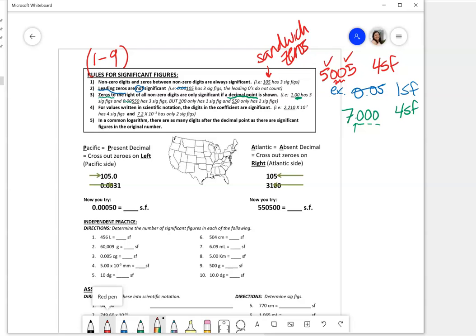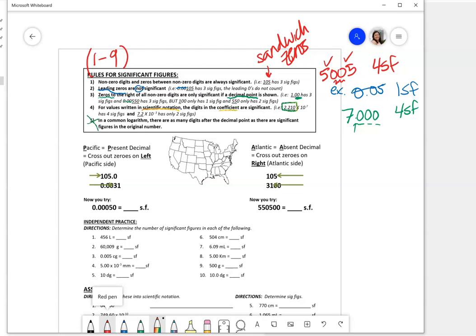And lastly, number 4, if a number is written in scientific notation, the digits in the coefficient are significant. So only these right here are significant. So 2.210 times 10 to the 7, only that part of the coefficient is significant. So all of those are significant. That's 4 sig figs. That 0 counts again because it's after the decimal. Number 5, don't worry about 5. We'll work with logs next semester.